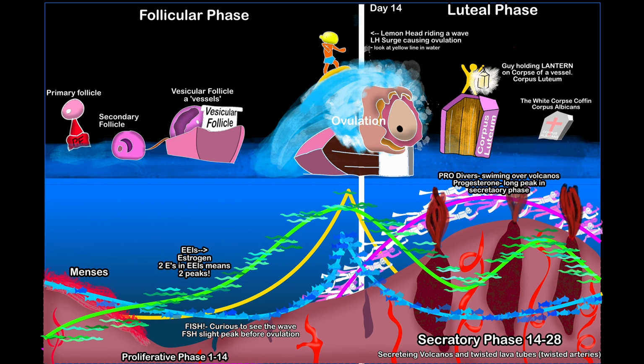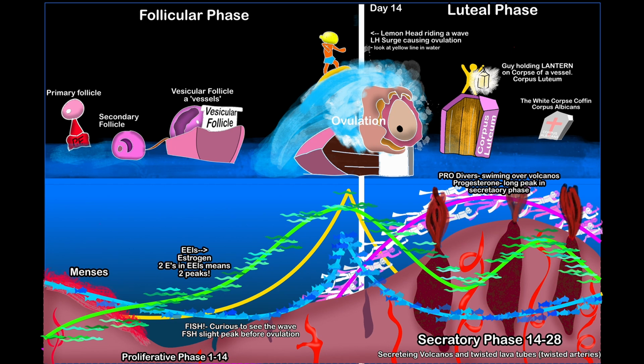All right, let's go down here under the ocean, under the sea. Let's start over here on the left. Here we have menses. Female has her period. The endometrium is sloughing off. That is called the proliferative phase, days 1 through 14. After day 14 is called days 14 through 28, secretory phase. Think of this as an underground volcano. On the right, we have our secretory phase with our little volcanoes here. And on the left, we have menses, which is kind of like a lava flow.